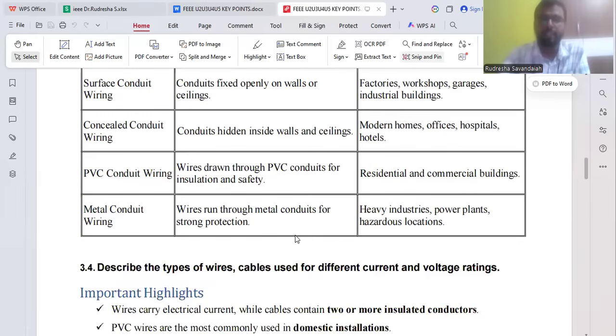PVC conduit wiring: wires drawn through the PVC conduit for insulation and safety, used in residential and commercial buildings. Metal conduit wiring: wires run through the metal conduit for strong protection, used in heavy industries, power plants, hazardous locations.